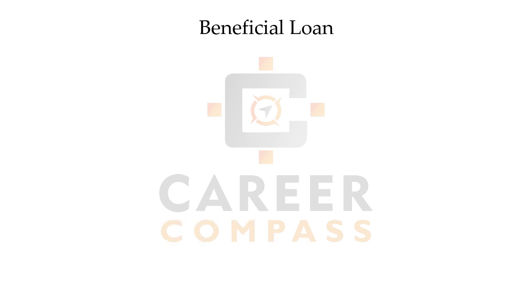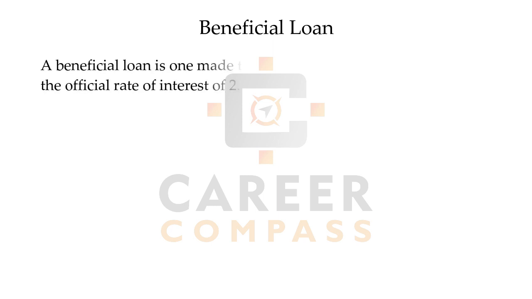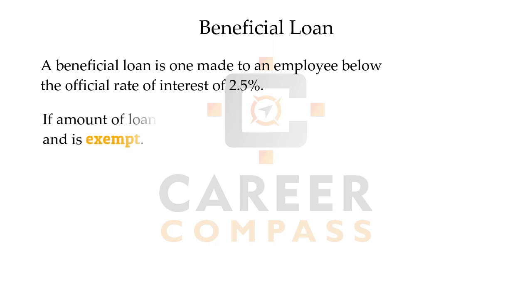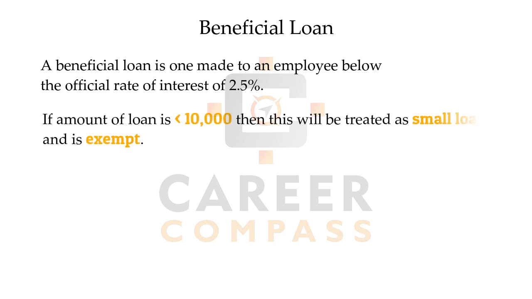Thereafter, students, beneficial loan. It can only arise if the employer gives a loan to the employee at an interest rate which is below 2.5%, and the total amount of the loan should not be less than 10,000 pounds, students. Right? We have seen this condition in the exempt benefit list. In the exempt benefit, it was clearly written that any kind of loan given to an employee below the amount of 10,000 pound will be exempt, right?